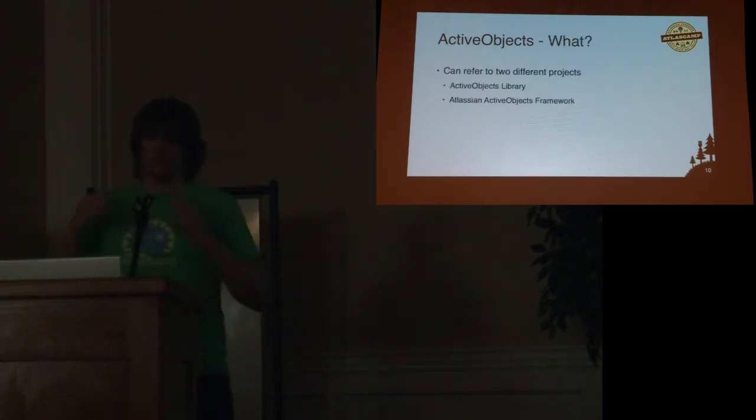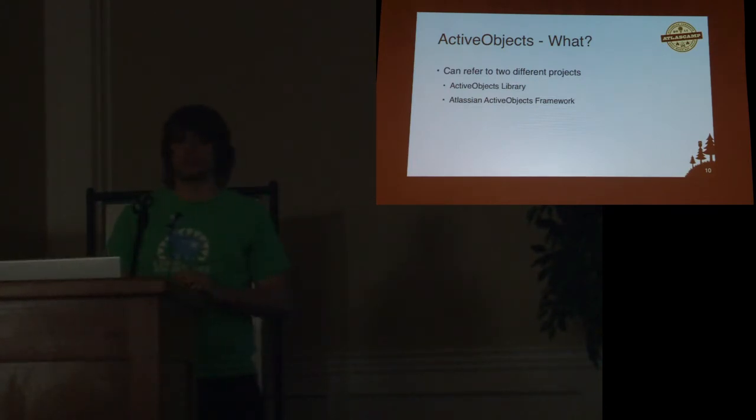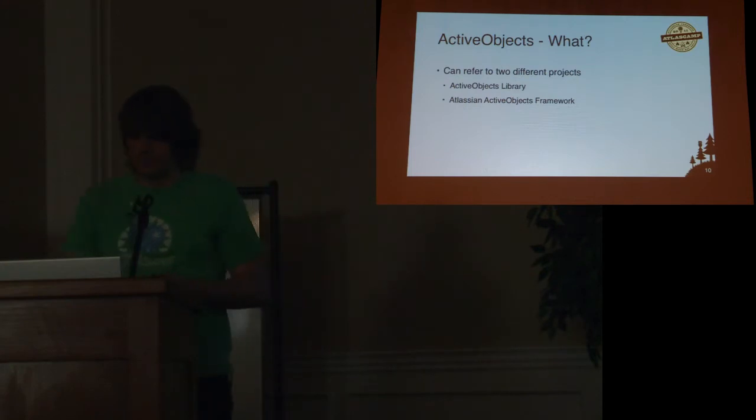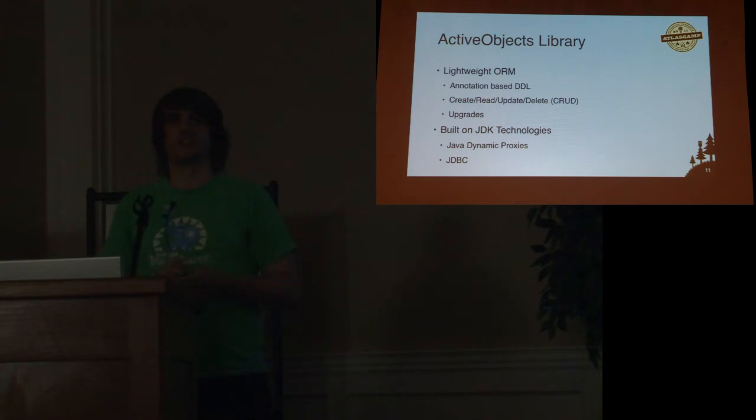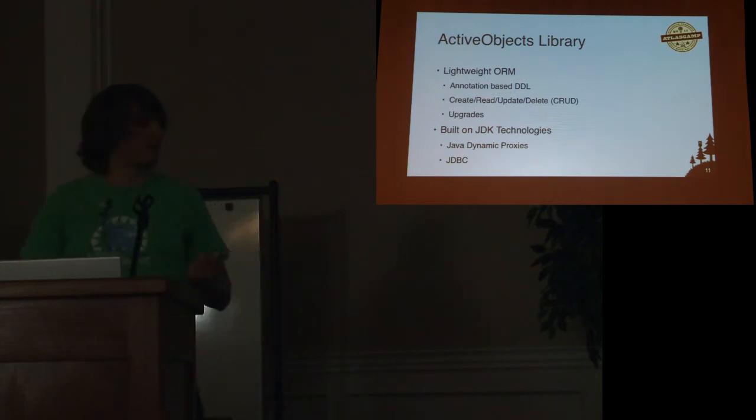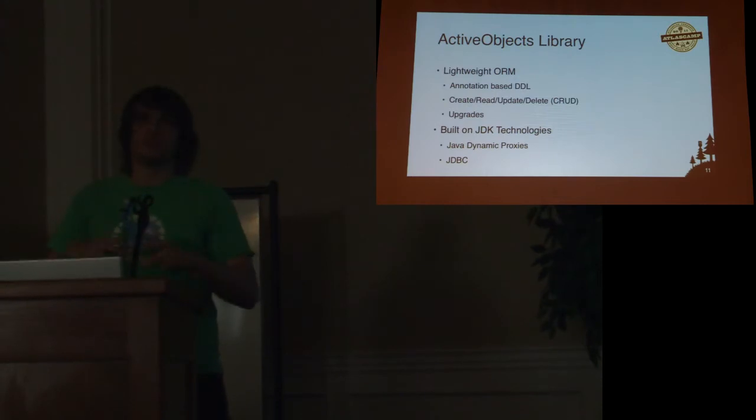So let's talk about what ActiveObjects is. When I talk about ActiveObjects, I'm often referring to two different things, and I refer to them interchangeably. There's the ActiveObjects library, and then there's the Atlassian ActiveObjects framework. The ActiveObjects library is hosted on java.net. It's an open source library. It provides a lightweight object relational mapping and allows you to define your schemas using Java annotations. You're able to do all the fun stuff with entities: creating them, reading them, finding them. It also handles upgrades. It's built on top of standard JDK technologies such as Java Dynamic Proxies and JDBC, so it has pretty much no external dependencies.